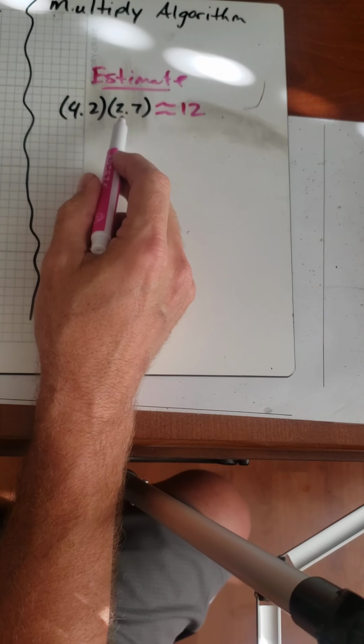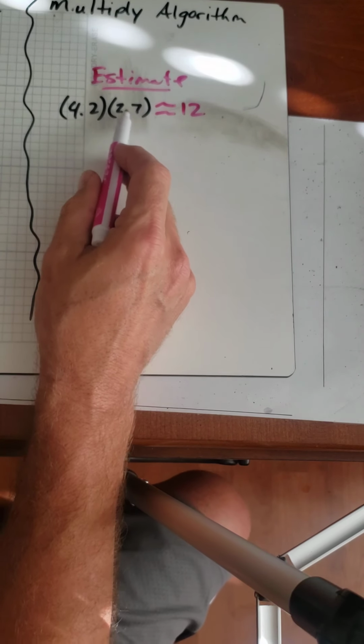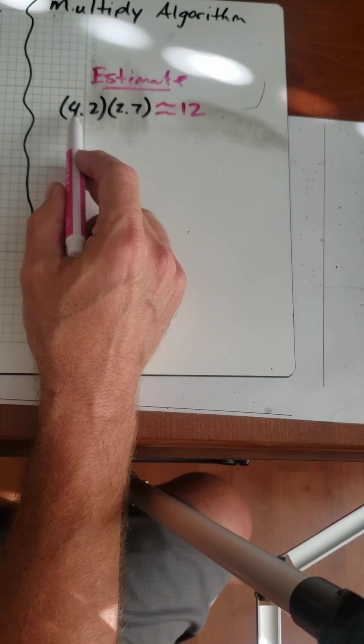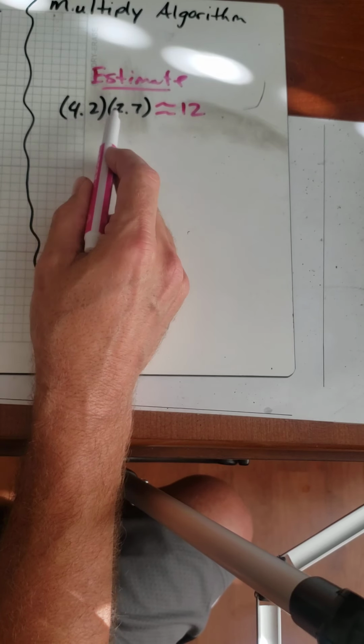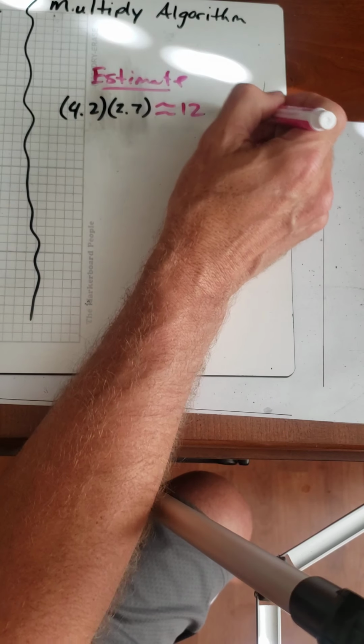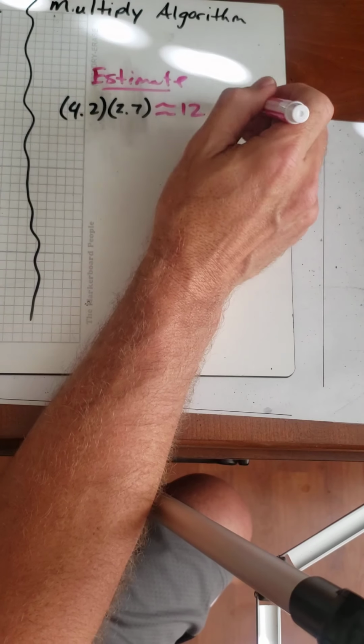If another kid is really bad at rounding and they never understood how to round, so they say, well, I don't really know, but I think it's 4 times 2, which is 8. You know what? Good enough.